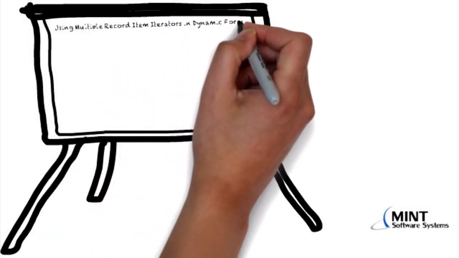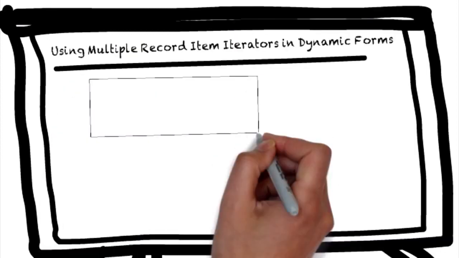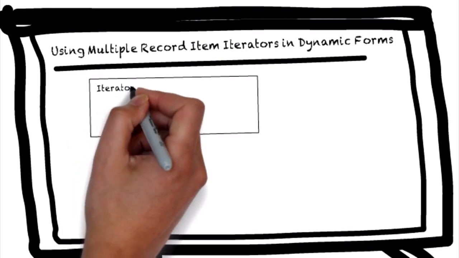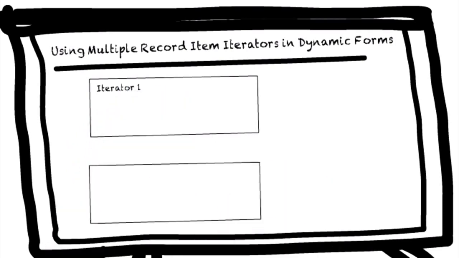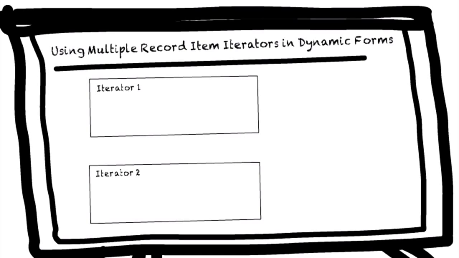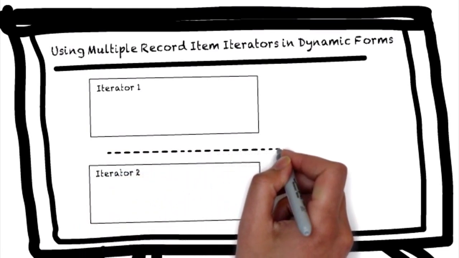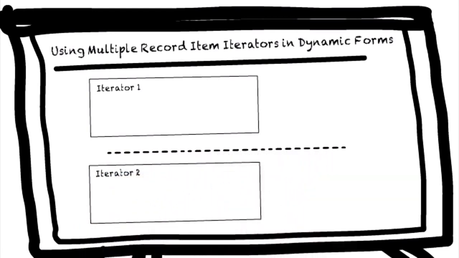Starting with version 13.2, you can add more than one record item iterator while building a dynamic form and filter which record items are generated in these iterators. With this feature, you can organize the grading items in your dynamic forms into different sections. This can be extremely useful when building complex grade forms that require record items with different grading scales.